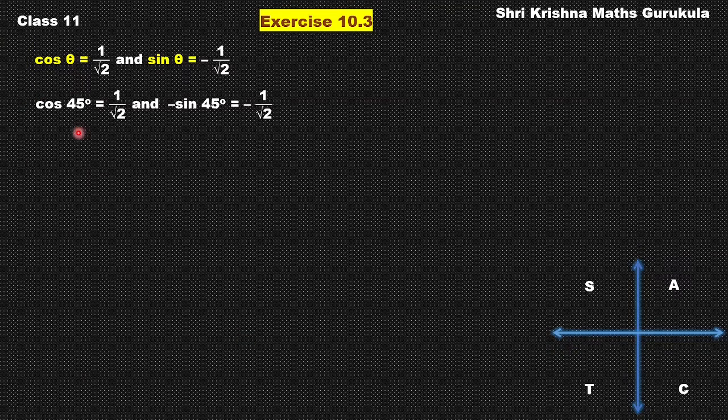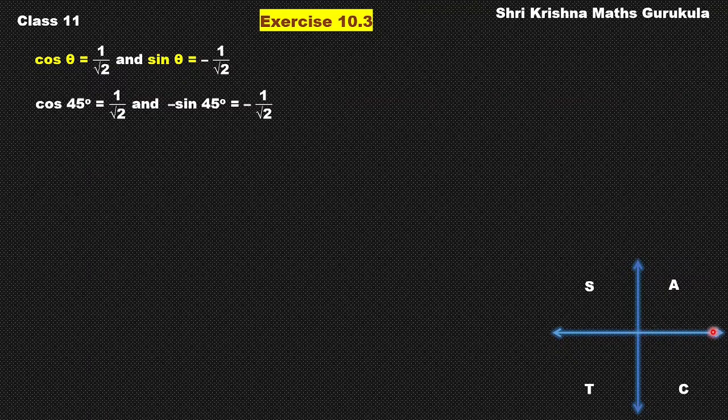Now let us find the acute angle. That is cos 45 is equal to 1 by root 2 and minus sin 45 is equal to minus 1 by root 2. Now we have understood that angle lies in fourth quadrant. Any angle in fourth quadrant can be expressed as 270 plus an acute angle, that is theta, or 360 minus theta. So if we express angle as 270 plus theta, then trigonometric function changes to its cofunction, which we do not want in this case. So 360 minus theta is the better choice.